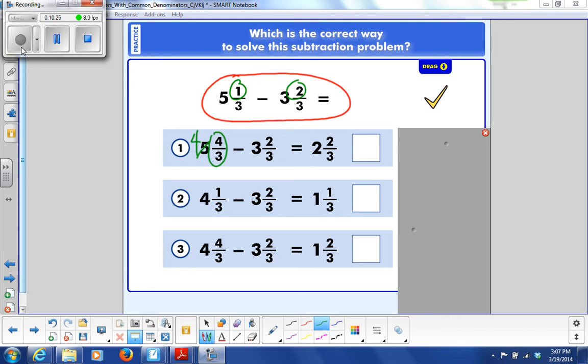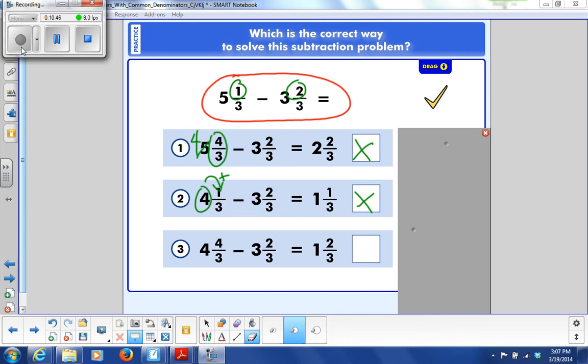Okay. On number 2, same thing here. They took away from here, but they didn't add it to here. So it doesn't give you the number to be able to subtract. So this would be our correct answer. So this is no, and this is yes. So what they did is they took the 5, they took 1 away from the 5.